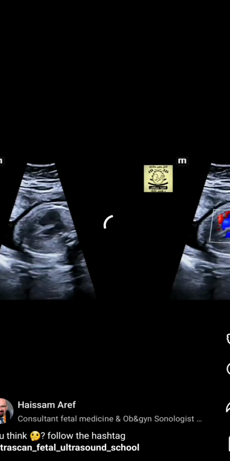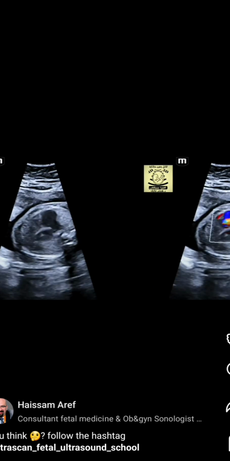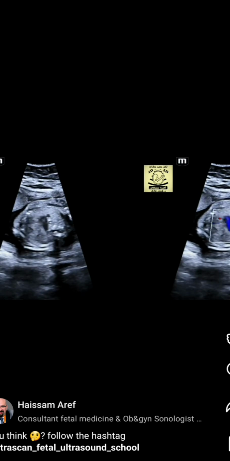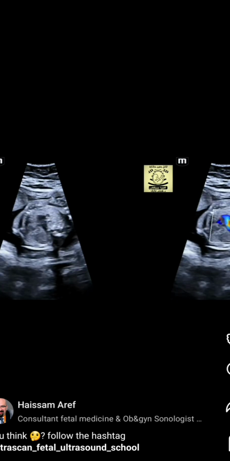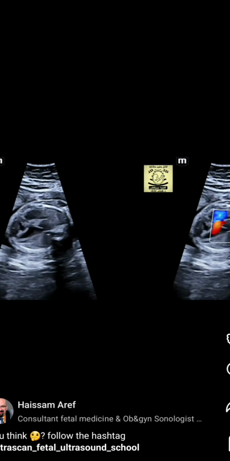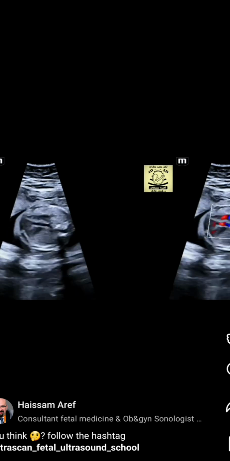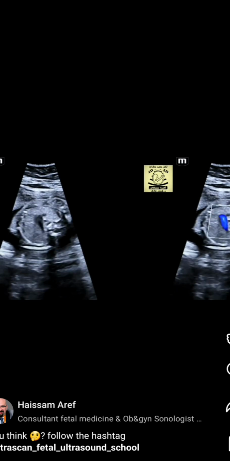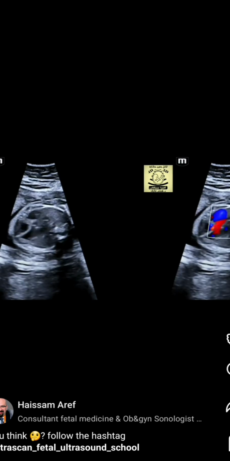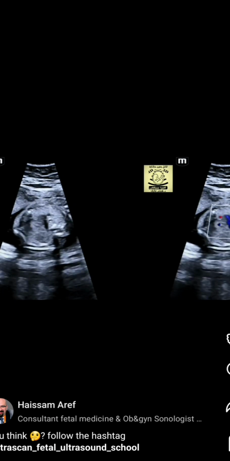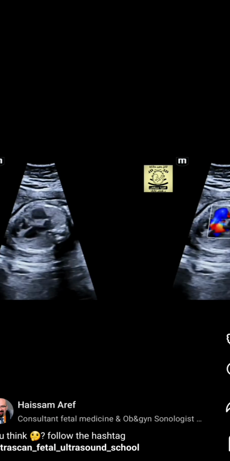And our second case was a case of tricuspid dysplasia, and this tricuspid dysplasia was associated also with TGA versus DORV. And yes, we can find here marked tricuspid regurgitation, associated with 2 vessels only at the level of the 3 vessel view. So this was a case of tricuspid dysplasia associated with TGA versus DORV.